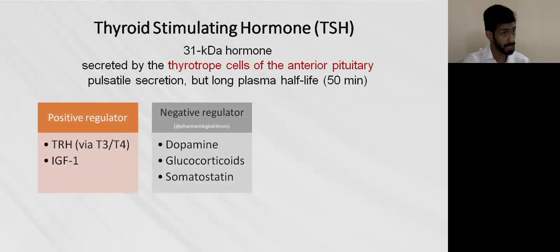Now, what are the regulators of TSH? Positive regulator, which is the most important one, is TRH, and that is via your T3 and T4. Please remember IGF-1 is also a positive regulator. Negative regulators, that is things that can suppress your TSH, not usually at the physiological levels, but at pharmacological doses. Definitely dopamine, glucocorticoids, and somatostatin.